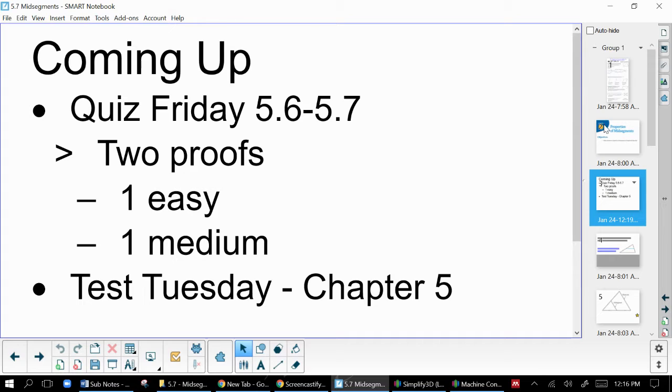Friday is going to be our last quiz of this chapter. There's going to be two proofs on it. One is going to be a little bit easier, and one's going to be a little bit harder. Nothing like the ones that I did for those of you that are in class, the ones that we did the second day. Those are kind of on that hard level. Those are ones I wouldn't expect most people to be able to do on their own at this point. But one easier one, one medium one, just to kind of see where you're at. And then next Tuesday, a little less than a week away from today, you're going to have a chapter test.